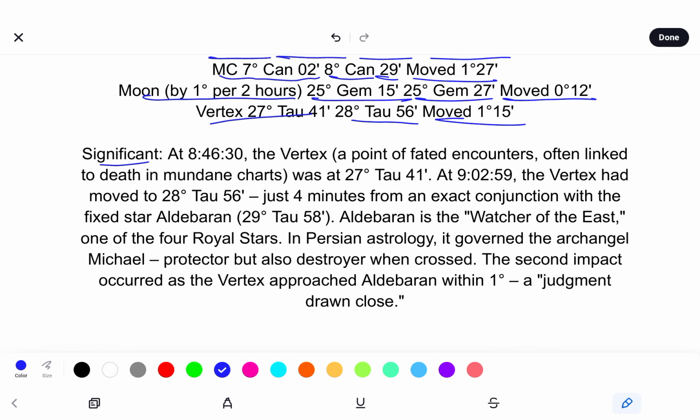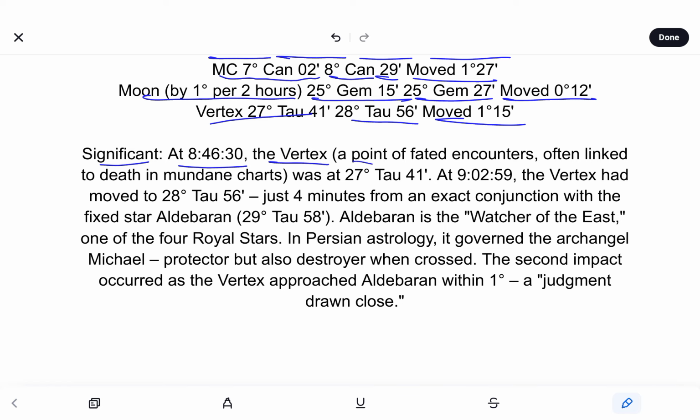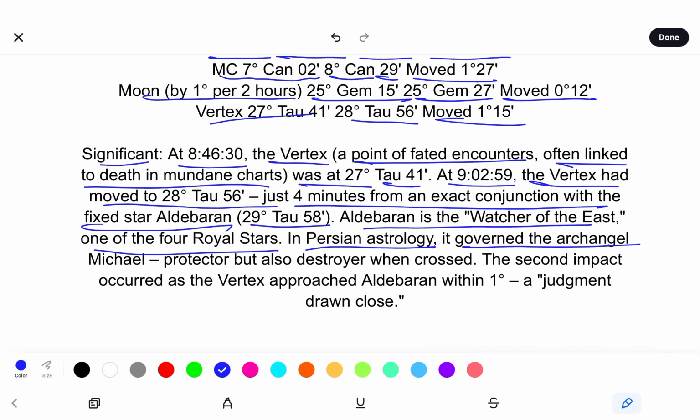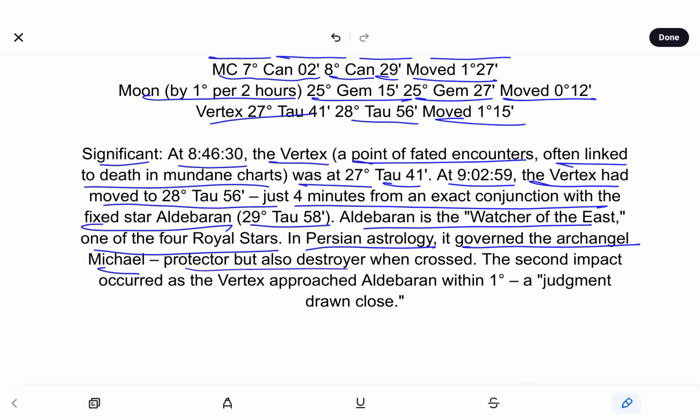It's significant because at 8:46:30, the vertex, a point of fated encounters often linked to death in mundane charts, was at 27 degrees Taurus 41. At 9:02:59, the vertex had moved to 28 degrees Taurus 56, just 4 minutes from an exact conjunction with the fixed star Aldebaran, 29 degrees Taurus 58. Aldebaran is the watcher of the east, one of the 4 royal stars in Persian astrology. It governed the archangel Michael, protector but also destroyer when crossed.